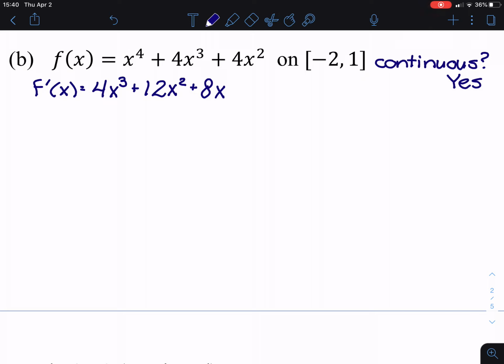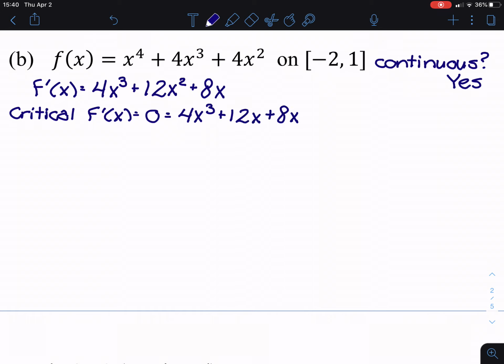So my critical values are where my derivative is equal to 0. So I have 4x cubed plus 12x squared plus 8x is equal to 0. Well, the first thing I can do is factor out a 4x. And that's going to leave me with x squared plus 3x, because that should be 12x squared there. Yep. Plus 3x plus 2.